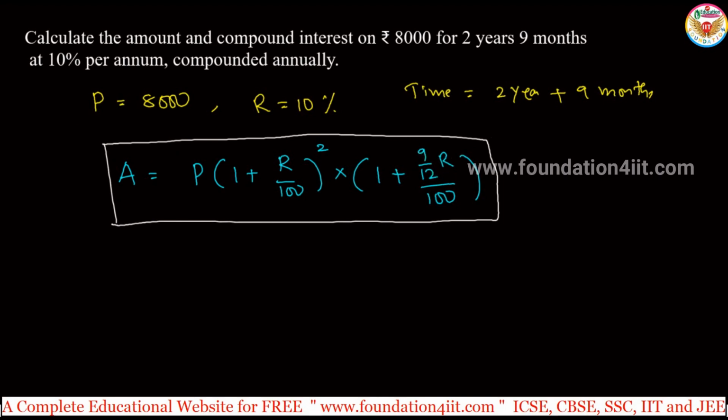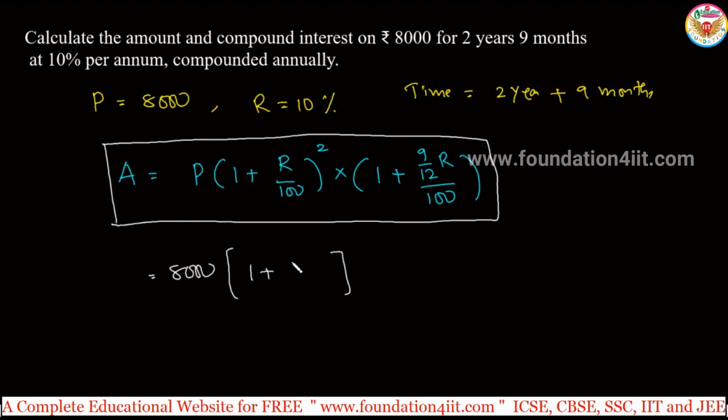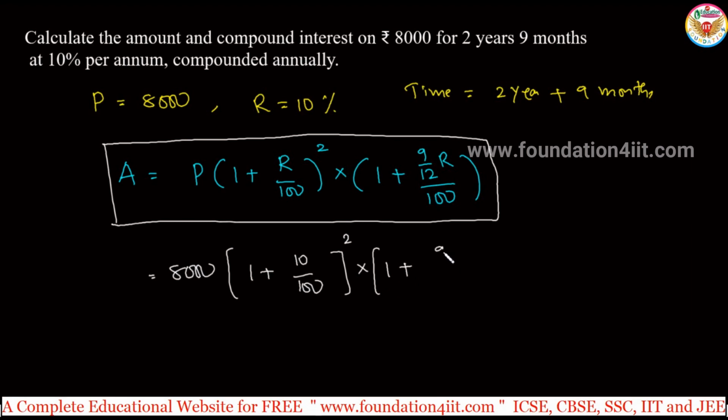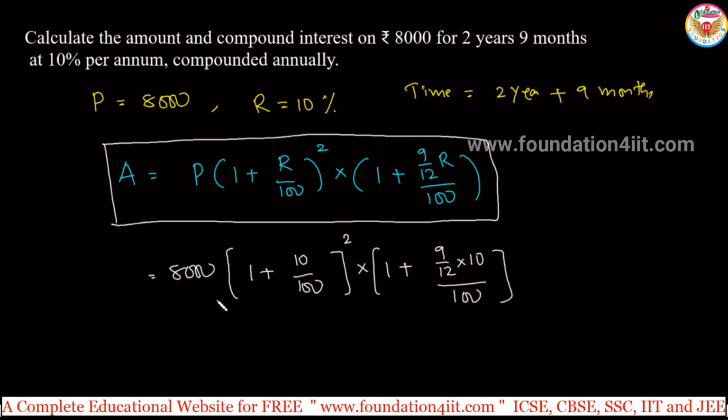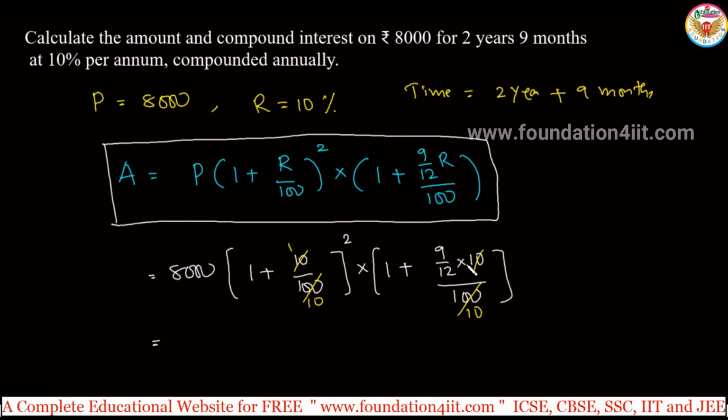Let us apply the values now. Amount is equal to 8,000 into first bracket 1 plus R by 100, R is 10, so 10 by 100 to the power 2, into again 1 plus 9 by 12 into R, which is 10, divided by 100. Close the bracket. If you simplify, that is the final answer. You can cancel this: 10 ones are 10, 10 tens are 100. Here also 10, 10 times. 9 by 12 into 10 by 100, that means 9 by 120 we can write, or else you can cancel more.